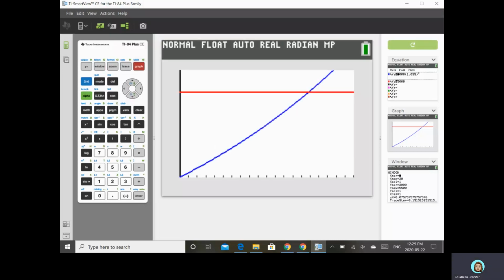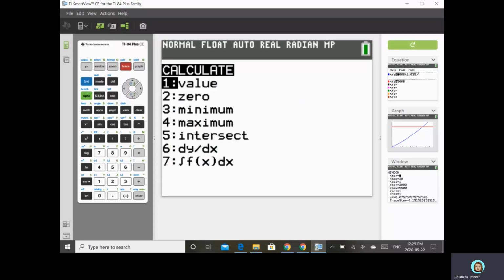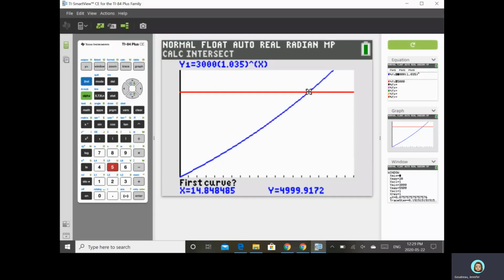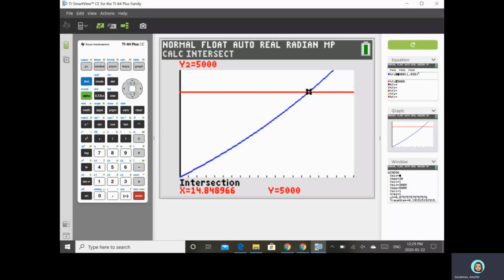When we graph it, the blue graph represents our exponential function. The red graph represents our Y value. We want to find that intersection point. Second, trace. Number 5 for intersect, Y1 enter, Y2 enter, and then guess enter. Our intersection point, just look at the X coordinate, is 14.85.